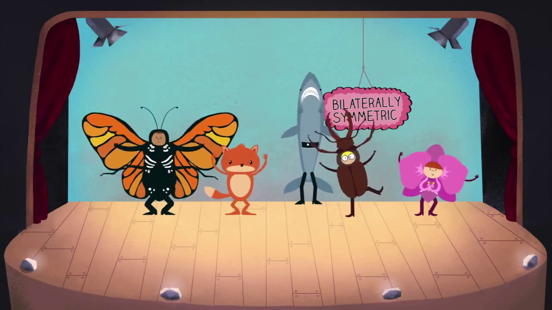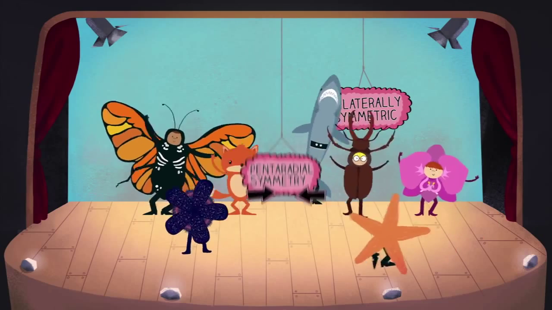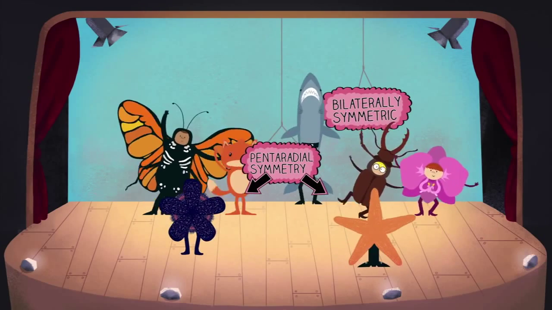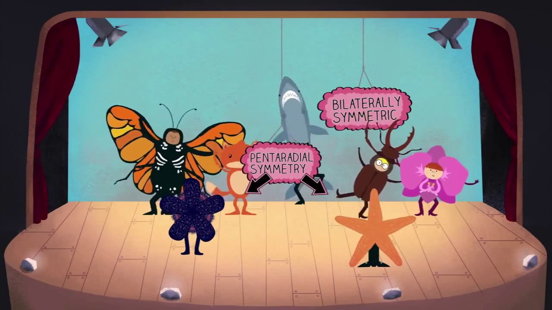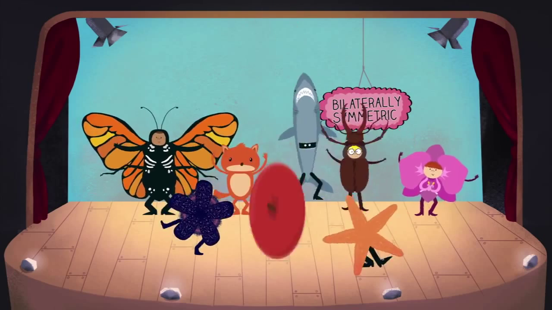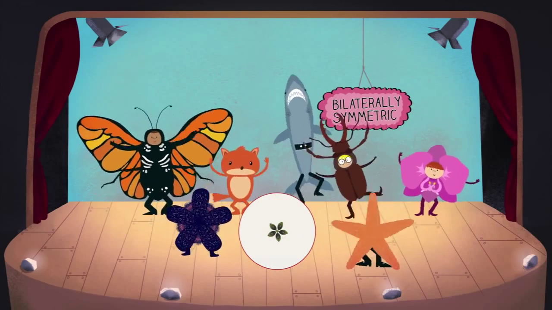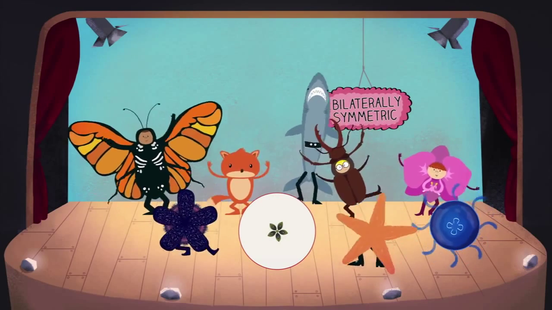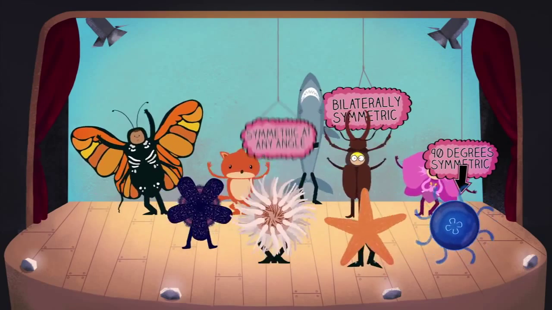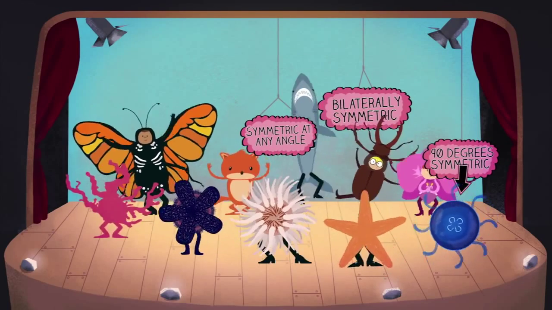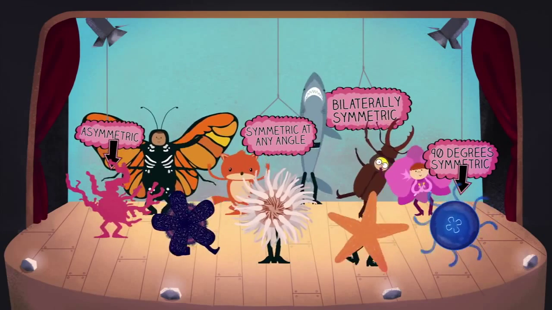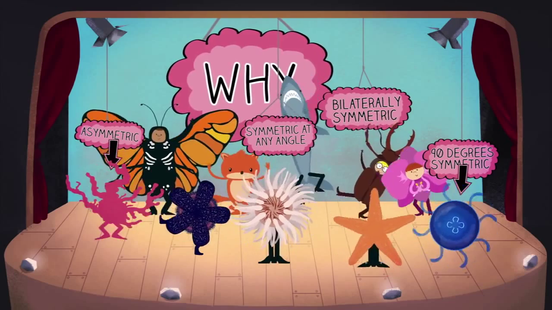For instance, some sea urchins and starfish have pentaradial or fivefold symmetry. That is, symmetry with respect to rotations of 72 degrees around their centre. This symmetry also appears in plants, as you can see for yourself by slicing through an apple horizontally. Some jellyfish are symmetric with respect to rotations of 90 degrees, while sea anemones are symmetric when you rotate them at any angle. Some corals, on the other hand, have no symmetry at all. They are completely asymmetric. But why do organisms exhibit these different symmetries?